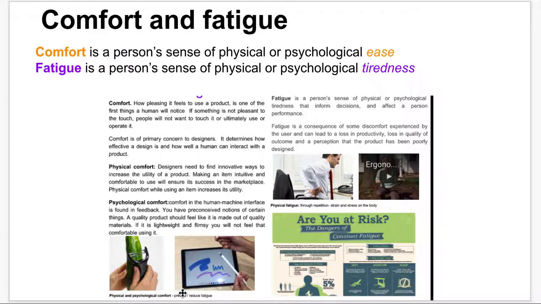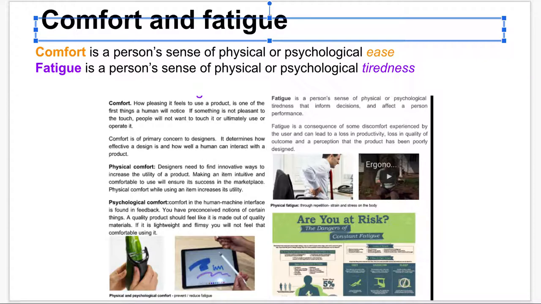So if we look at some of these, you think of how easy it is to peel the cucumber with that peeler, comfort-wise, how easy it is to interact, how comfortable it is to interact. And then talking about physical tiredness is that chair. Does it affect you if you're sitting in front of the screen too much, how that affects fatigue of your eyes, fatigue of the body, things like this, okay? So that's the big thing, comfort and fatigue, okay?